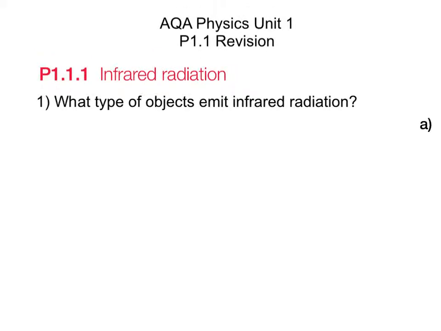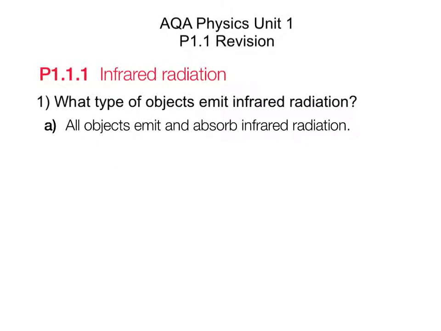So the first question this video looks to address is what type of objects emit infrared radiation? The answer is that all objects emit and absorb infrared radiation. Remember that emit means give out and absorb means take in. So if an object is hotter than its surroundings, it will emit infrared radiation. If an object is colder than its surroundings, it will absorb infrared radiation.